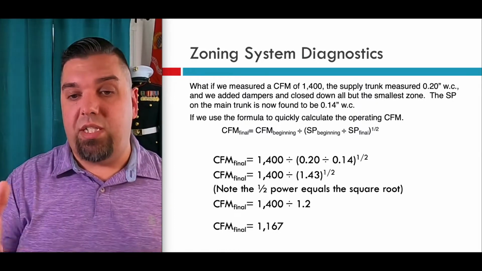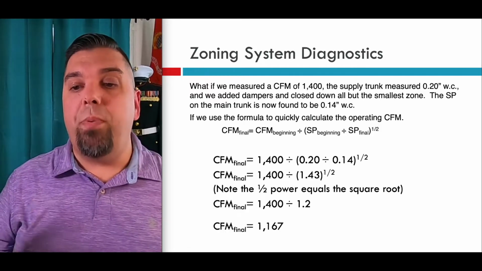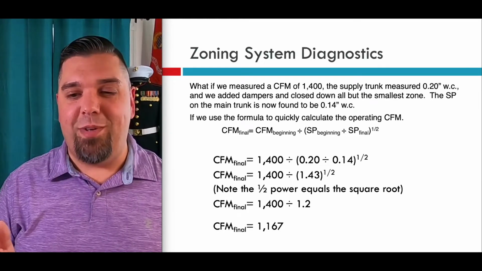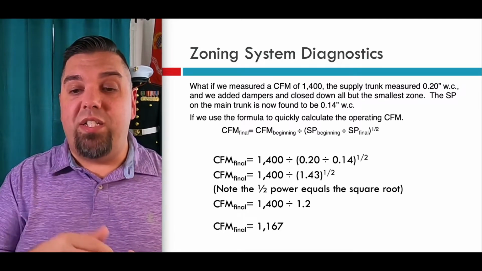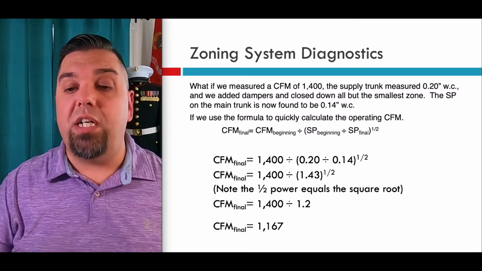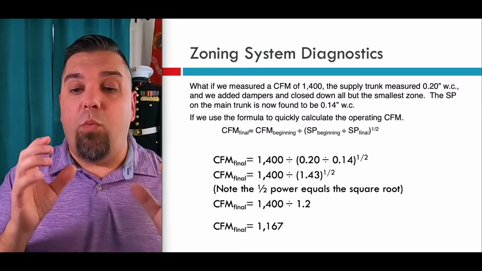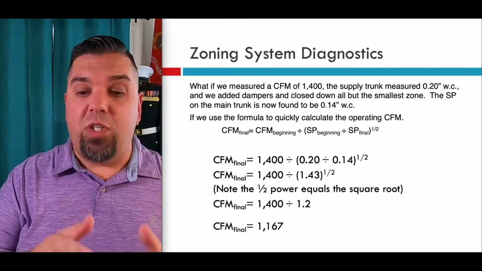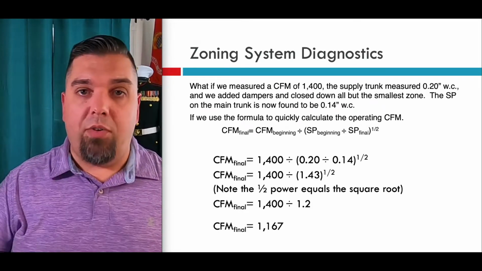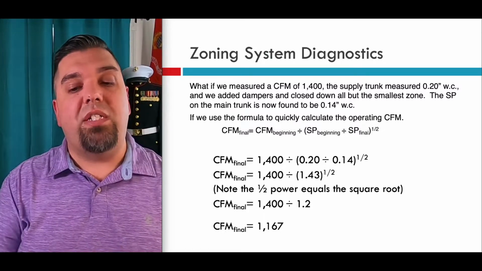So you measured in this example 1,400 CFM, and then the supply trunk with everything open had 0.2 inches of water column. Obviously, this is probably just a 2-zone system here, right? And you can see we closed down all but the smallest zone, and then we measured the supply static pressure in the trunk again, and now it was just 0.14. It's less, obviously, right? So we plug in these numbers here. The 1,400 we measured, 0.2 at the beginning, 0.14 with the smallest zone open and everything else closed. We do the math, and it ends up being 1,161 CFM.